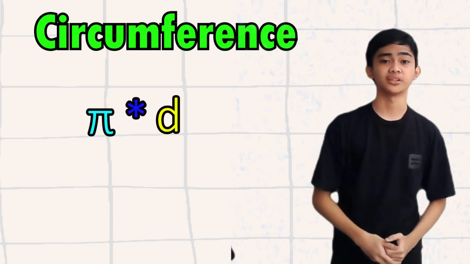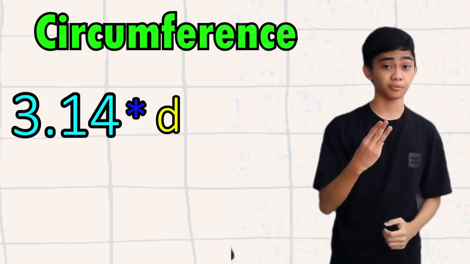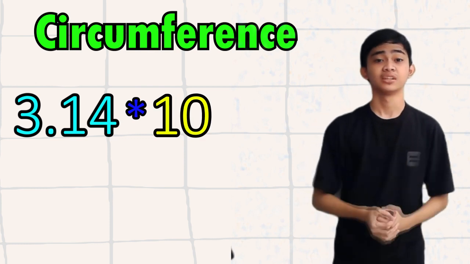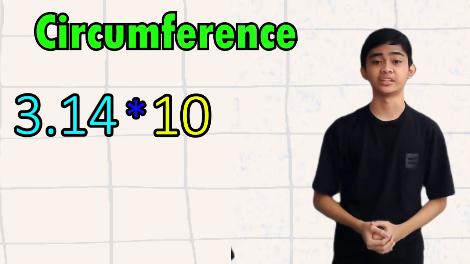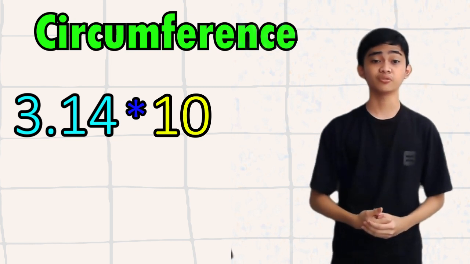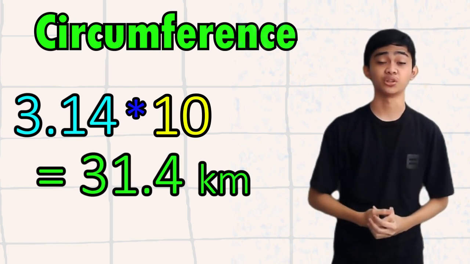First, let's get the circumference. Let's use the same yard as an example. The formula for the circumference is multiplying pi, which is 3.14, by the diameter, which we now know is 10. This is the easier end of this lesson, and that's everything you need to do to get the circumference of this circle. 3.14 multiplied by 10 is 31.4.